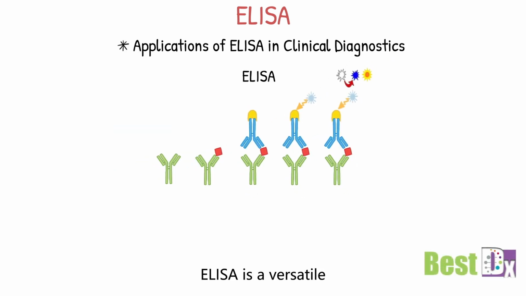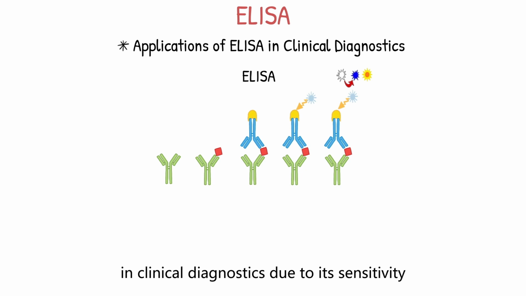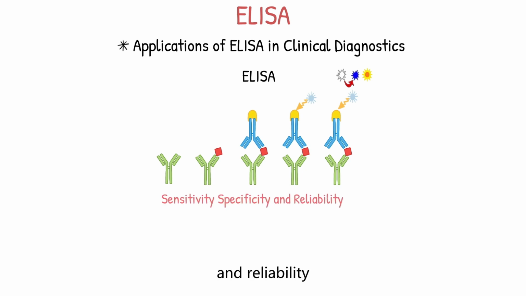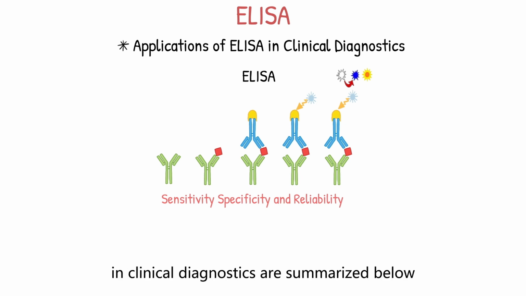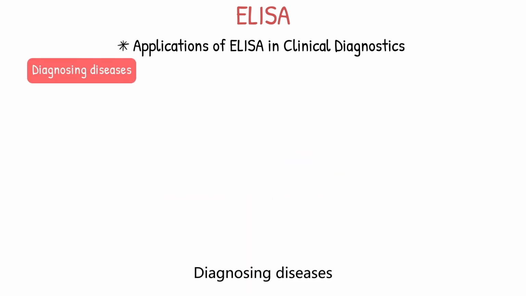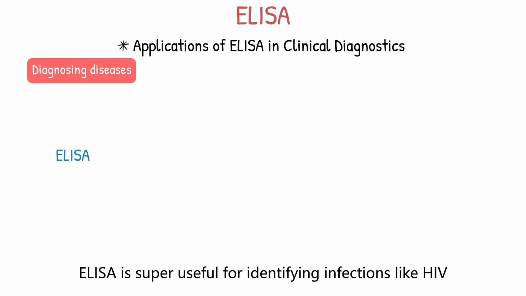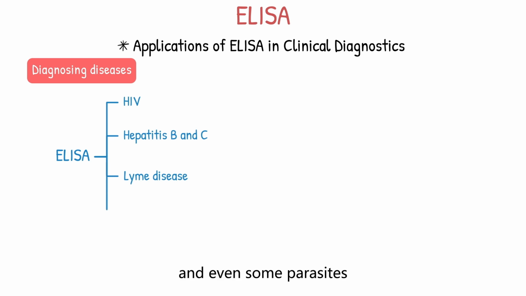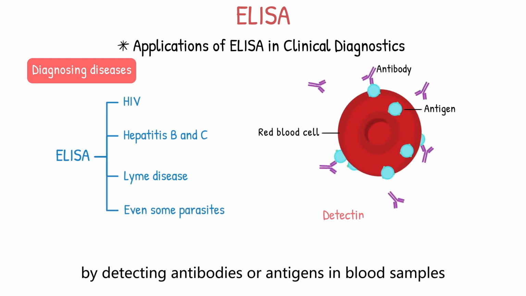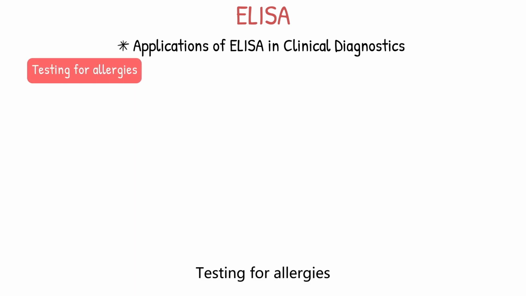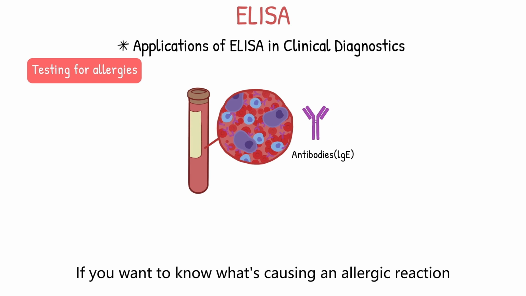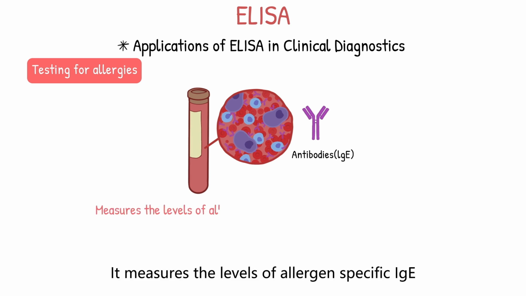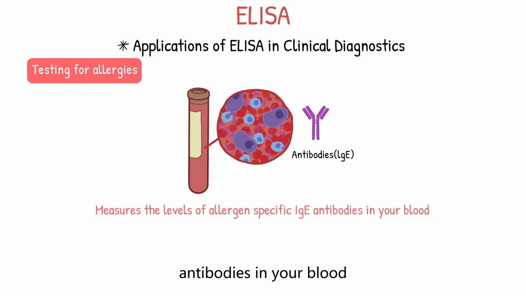ELISA is a versatile and widely used technique in clinical diagnostics due to its sensitivity, specificity, and reliability. Some of the key applications of ELISA in clinical diagnostics are summarized below. First is diagnosing diseases. ELISA is super useful for identifying infections like HIV, hepatitis B and C, Lyme disease, and even some parasites. It does this by detecting antibodies or antigens in blood samples. Second is testing for allergies. If you want to know what's causing an allergic reaction, ELISA can help. It measures the levels of allergen-specific IgE antibodies in your blood.